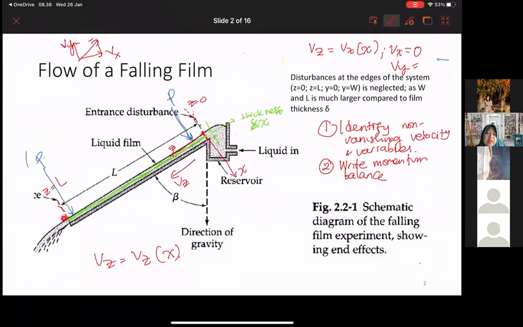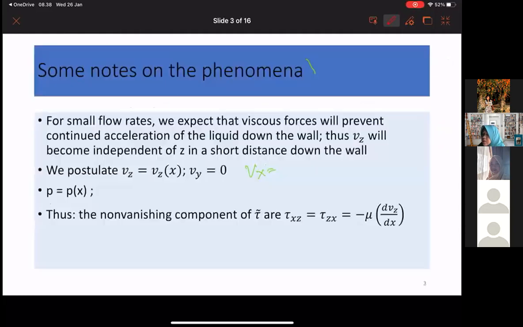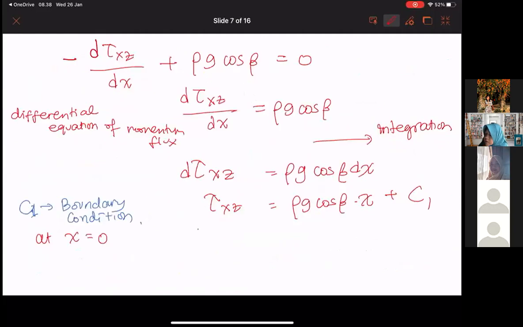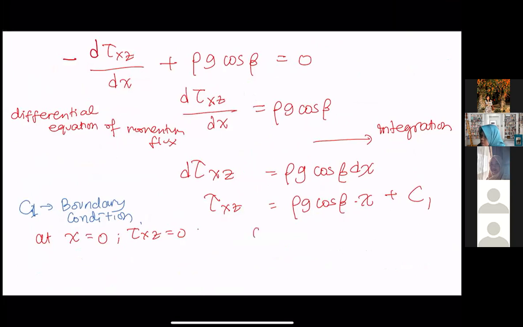Then tau xz equal to 0 because the shear stress, gaya geser sangat rendah, between the water and the atmosphere, on the gas. So we can write, at x equal to 0, tau xz equal to 0. Mathematically it is easy to solve, but the one that I really want to emphasize to you is the concept behind it. So tau xz equal to 0: 0 equals 0 plus c1, so we can conclude that c1 equal to 0.